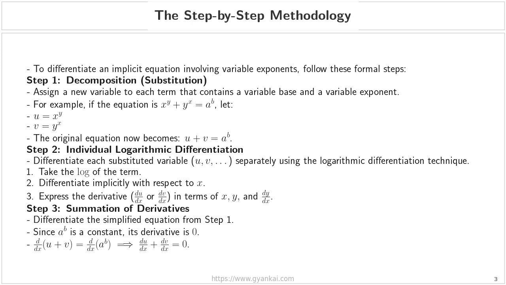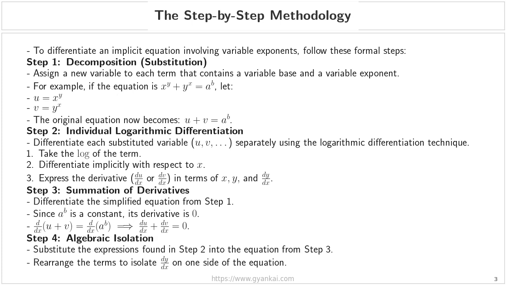Therefore, the derivative with respect to x of the quantity u plus v equals the derivative with respect to x of a to the power of b, which implies that the derivative of u with respect to x plus the derivative of v with respect to x equals 0. Finally, we reach step 4, algebraic isolation.